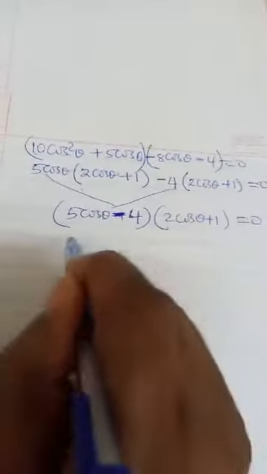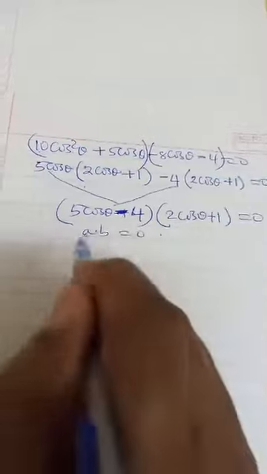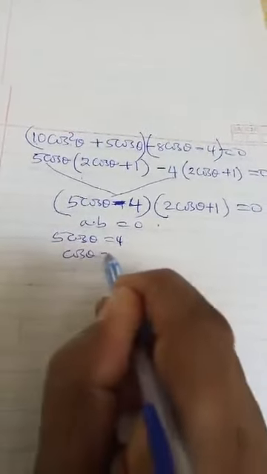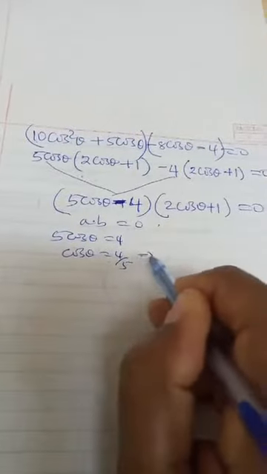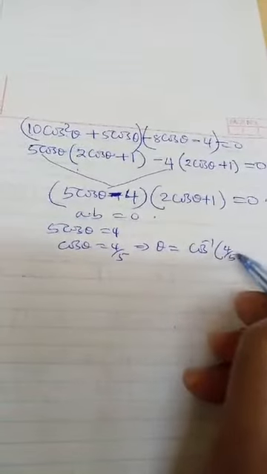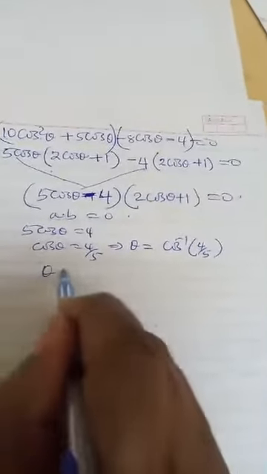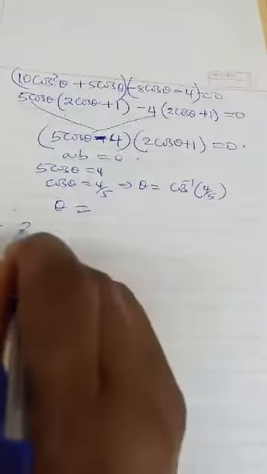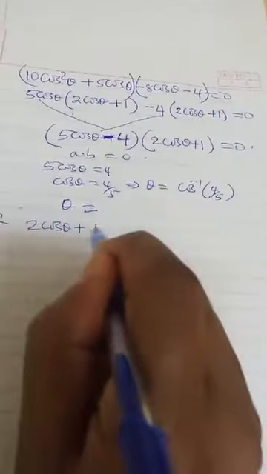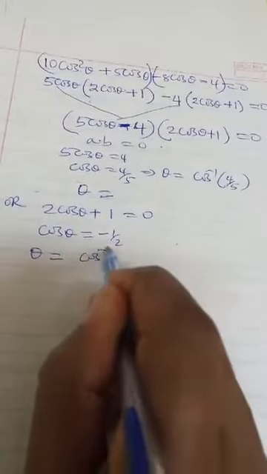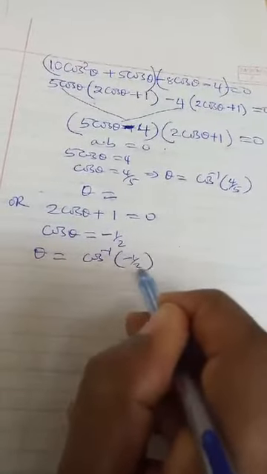So again, the AB condition will work, and this will give us 5 cos theta being equal to 4, and cos theta is 4 out of 5. So we will get the values of theta here as the values whose cos inverse is 4 over 5. We are going to get that. Then also, from the second one, 2 cos theta plus 1 equal to 0 will give us cos theta as negative a half. And we are going to get the values of theta also that give us negative a half.